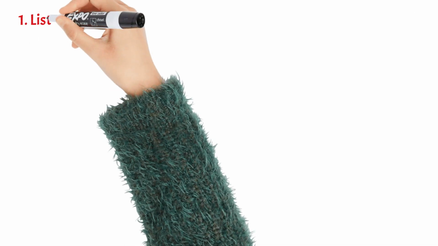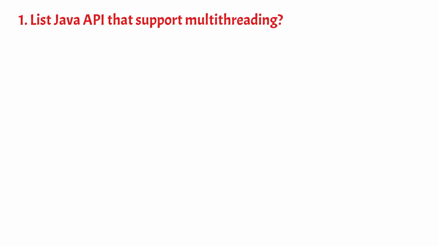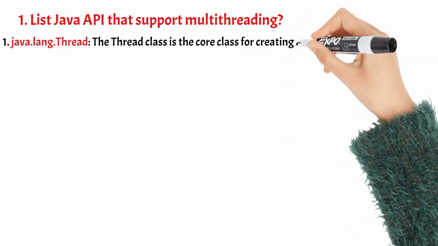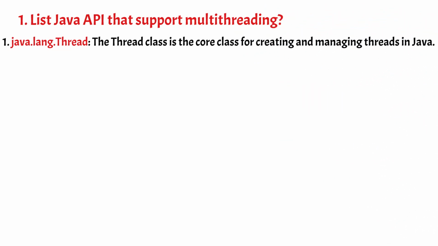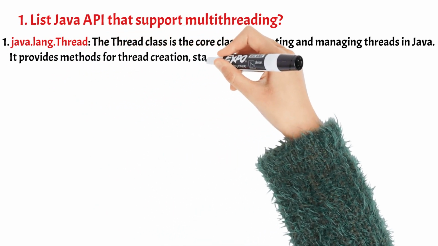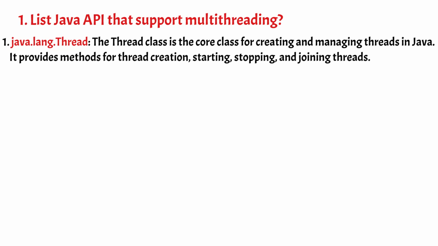1. List Java API that support multi-threading. 1. java.lang.Thread: the Thread class is the core class for creating and managing threads in Java. It provides methods for thread creation, starting, stopping, and joining threads.